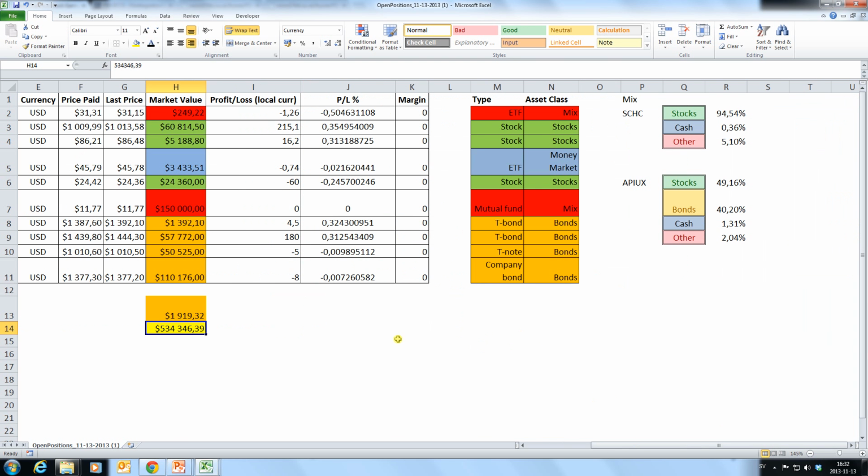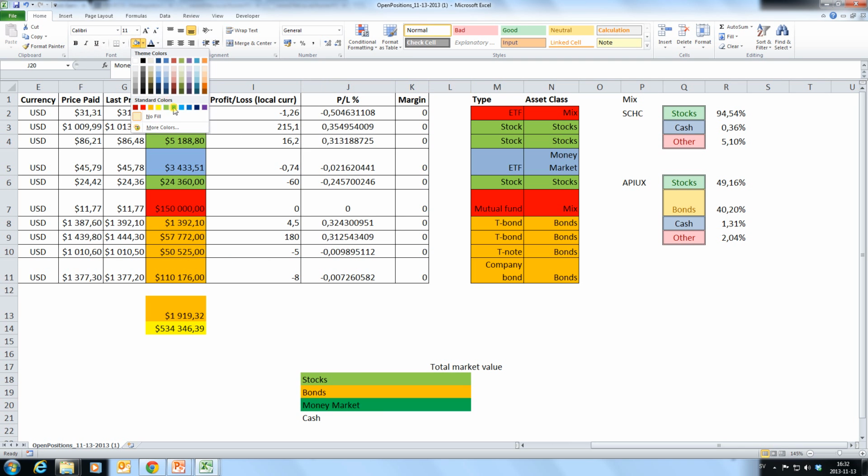Okay, now we are actually ready to compute the market value of all the assets. So we want now to compute the total market value, and we want to do this for stocks, for bonds, for money market instruments, and for cash. So just to be consistent with the colors, I will make stocks green, bonds orange, money market blue, and cash yellow.